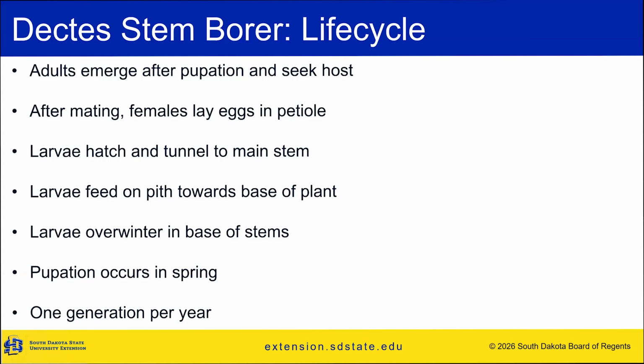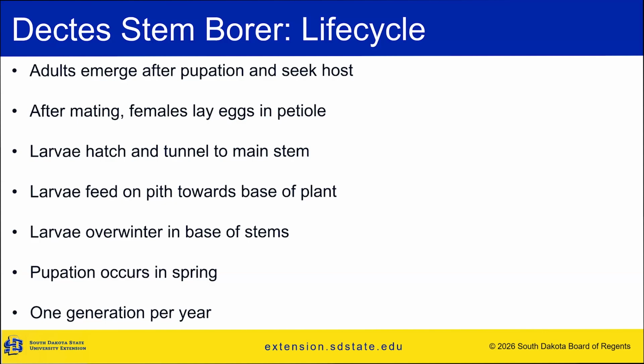Now, for the life cycle of the Dectes stem borer, the adults emerge after pupation, which happens in the spring in the soybean stubble, and then they start to seek out the next host. They're looking for where they're going to find their mate and where they're going to lay eggs. After mating, the females lay eggs in the leaf petioles, typically in the upper canopy, and as a result they have to chew a little bit so that they can lay the egg in there. A lot of times those petioles will start to wilt and tip down, and that can be some of our earliest indication of an infestation occurring.